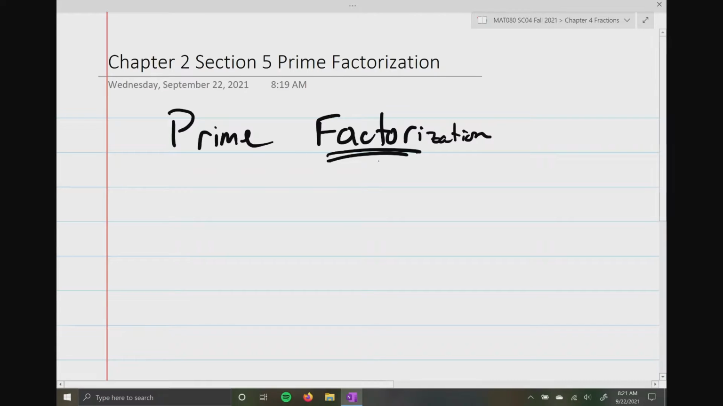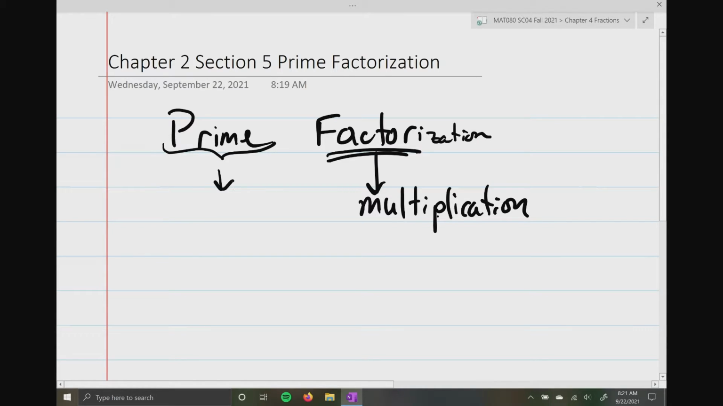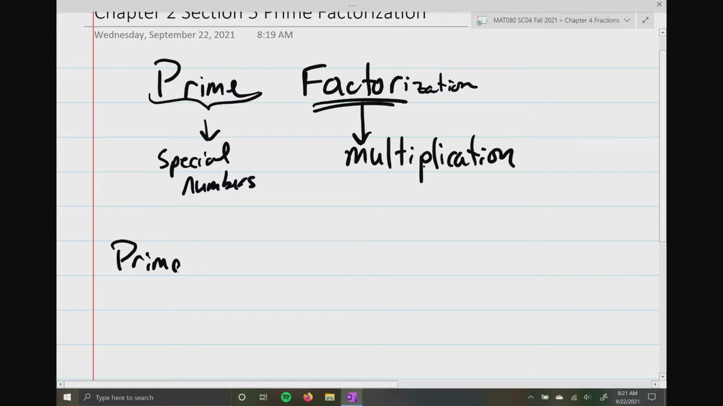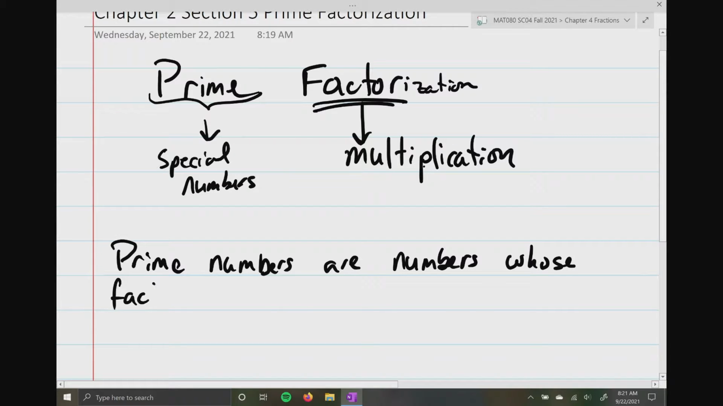All right. Factor means multiplication. And the numbers that we are talking about are these numbers called prime numbers. And they are special numbers, okay? So, what makes a prime number so special? Prime numbers are numbers whose factors are 1 and the number itself.